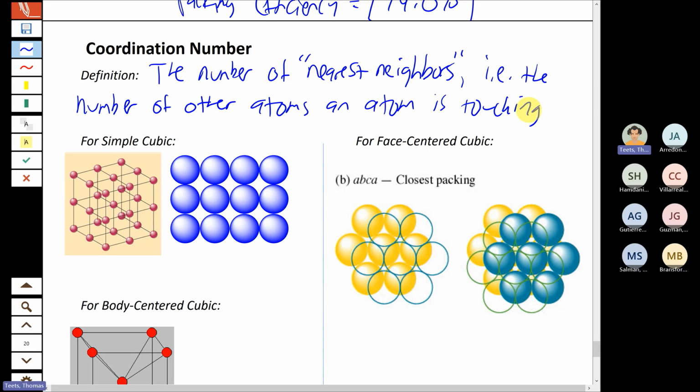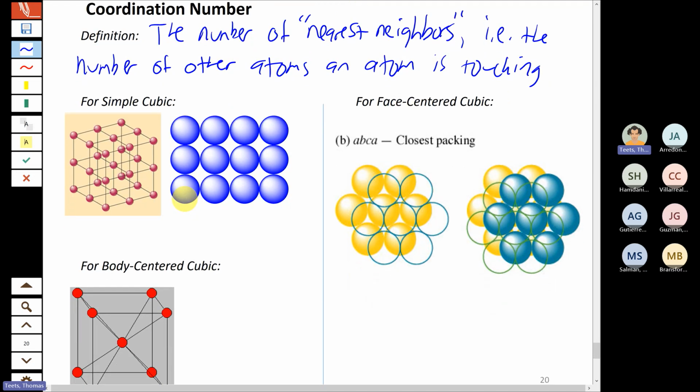What shouldn't be too surprising is that we talked about the different packing efficiencies that each of these has, and essentially the coordination number scales with packing efficiency. The higher the coordination number, the higher the packing efficiency, because if you want to pack them closer together, you have to have more atoms touching each other. So we can define this for these different structures in different ways.